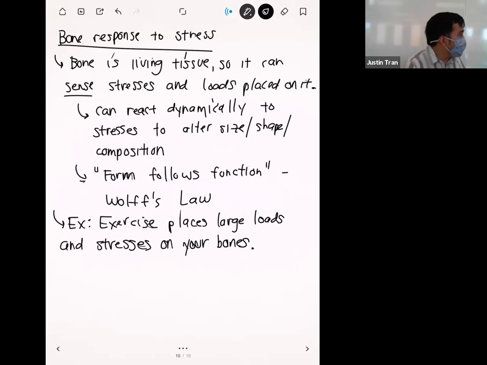And so in response to exercise, especially if you do this regularly, your bones are going to get stronger. It's something that's said in a lot of advertising for trying to get kids to exercise, but it's true.